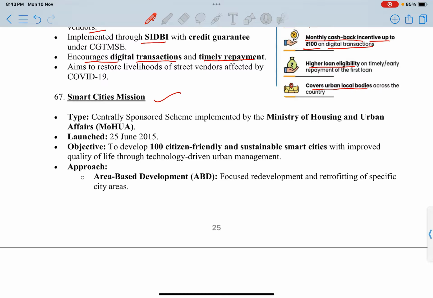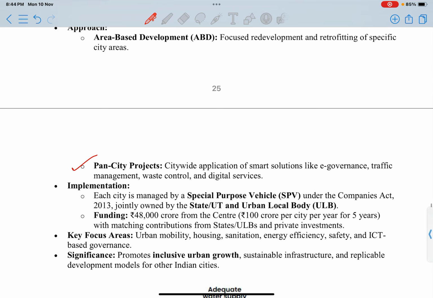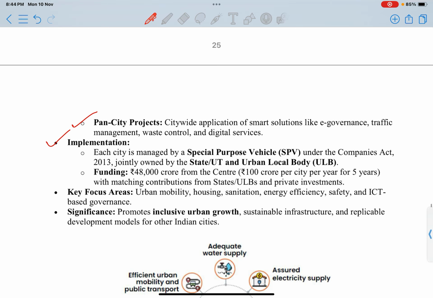So what is this smart city mission? It is a centrally sponsored scheme implemented by the Ministry of Housing and Urban Affairs, objective to develop hundred citizen friendly and sustainable smart cities with improved quality of life through technology driven urban management, okay. Then there is some approach, you go through it, implementation you read by your own, okay, you go through it.